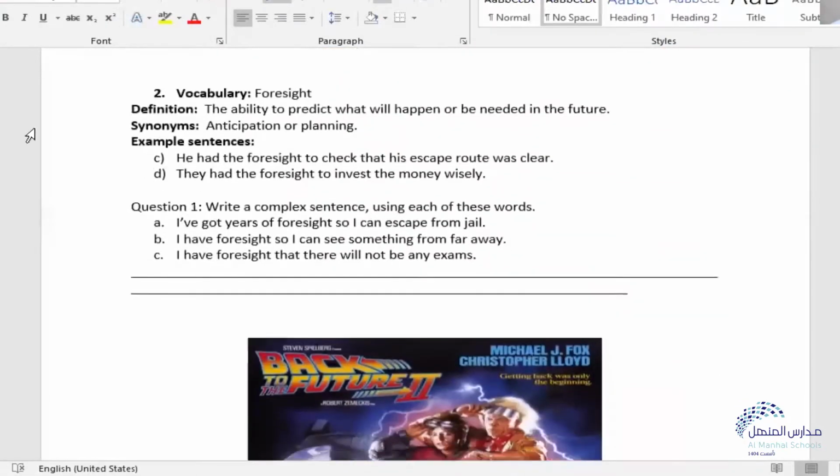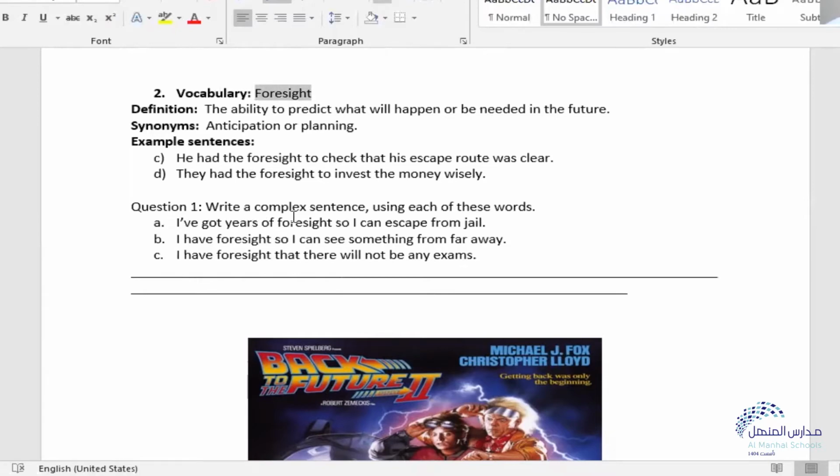The second word is foresight. And these answers that I'm actually giving come from students in the classroom. So these aren't my own answers. This is what the students have understood and answered. And all of them, I'm happy to say, are 100% correct. The question is the same: write a complex sentence using this word, and the word here is foresight. And we'll read the answers from the students.